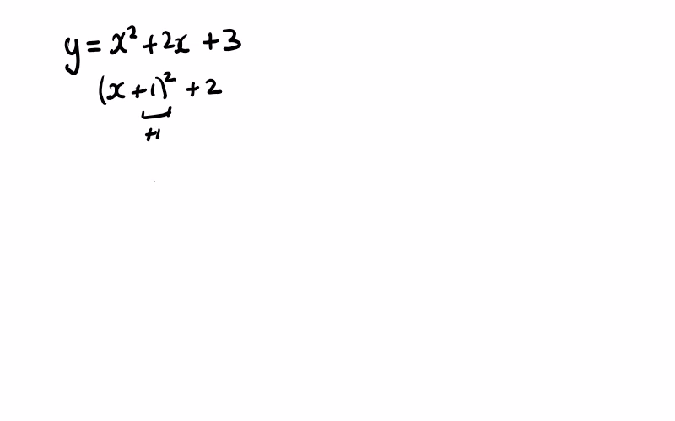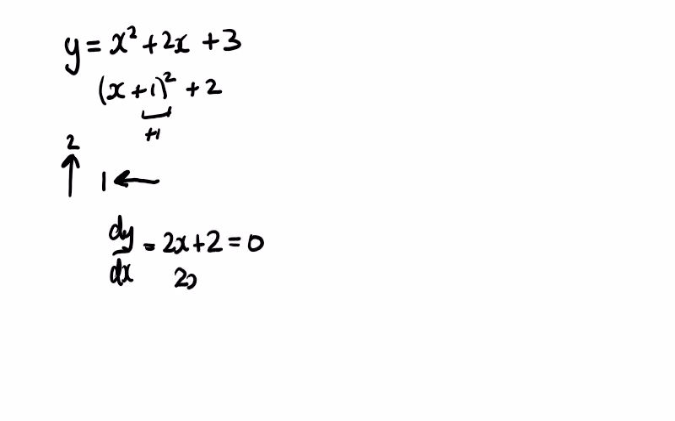So what's going to happen with this? We're going to go left 1 and we're going to go up 2. Let's just check that with the min point. dy/dx is equal to 2x plus 2. Let that equal 0. If you're in an exam, you'd always do as much as you can just to double check your answer. Make sure you're right. x is minus 1.